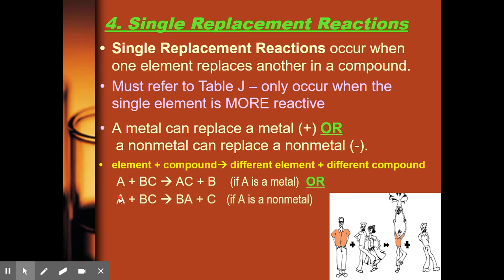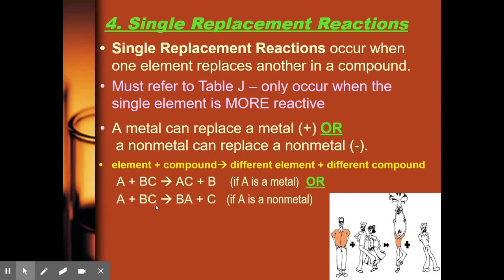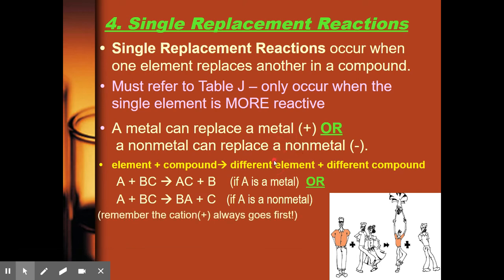Here, if A is a non-metal, so now A is going to kick out the second part of the compound, and in this case, the C. So the C gets kicked out, and then the compound's made with B and A. So it depends on if it's a positive or negative ion, or a metal or a non-metal, and you always refer to table J for it. Remember the cation always goes first in the compound. Cation is the positive ion. That's just remember from before.